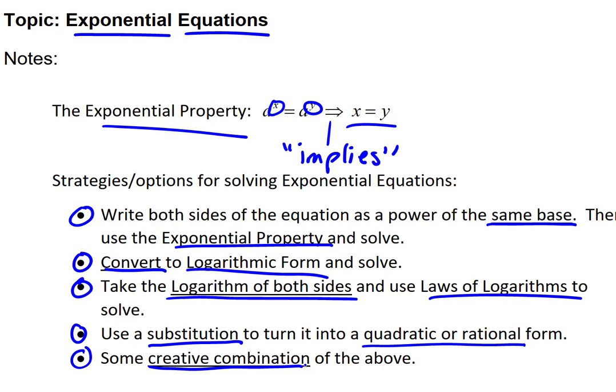This is the one that can be most frustrating because it seems like there's no one standard way you do it every time. And that's true. That's why this is a creative combination. But I think the best way to understand what the options might be in that case is to see examples, which is exactly where we're going next.